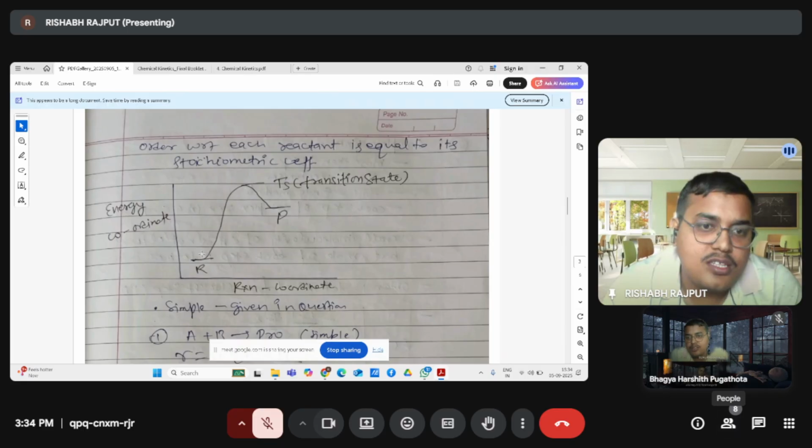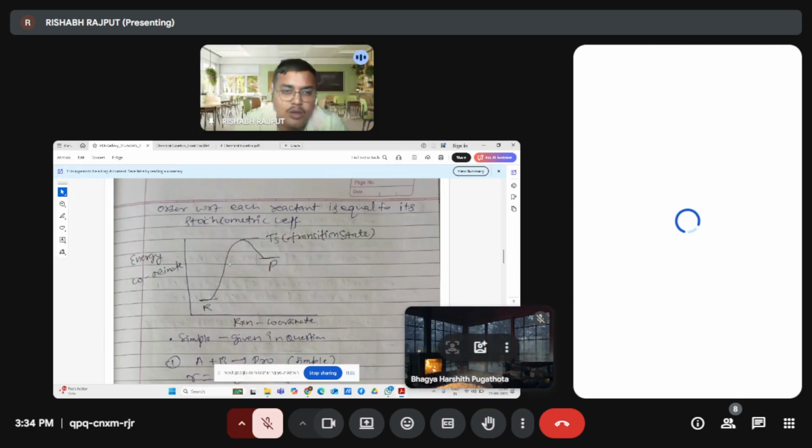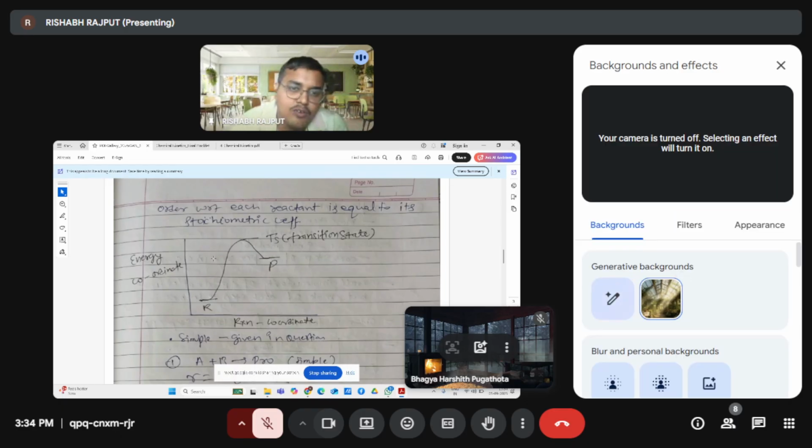In this step, you don't have any mechanism. You do not have any intermediate mechanism, not any other steps. Only one step is there, and in one step you convert all the reactants to product.